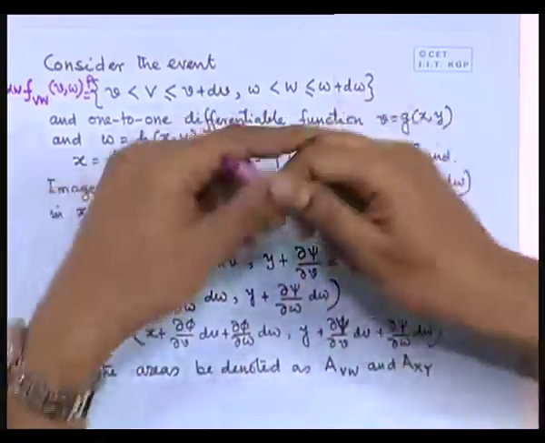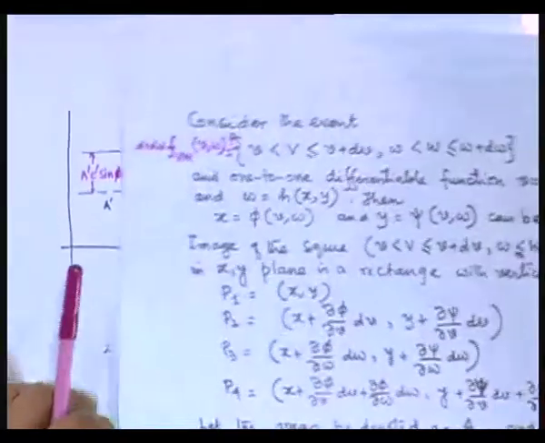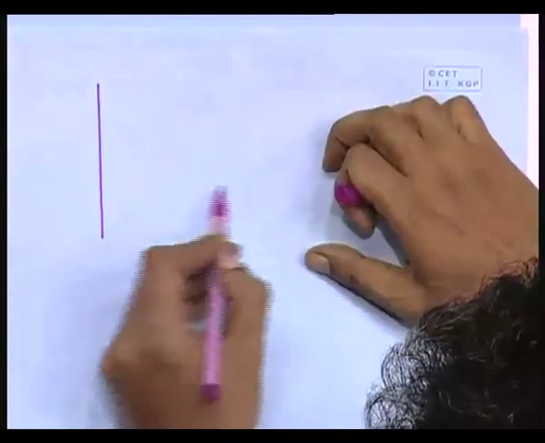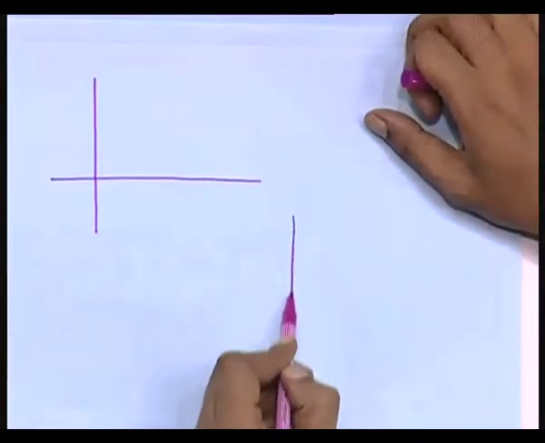Now you see that we have two spaces. For example, you have a space called VW and you have a corresponding space of xy.